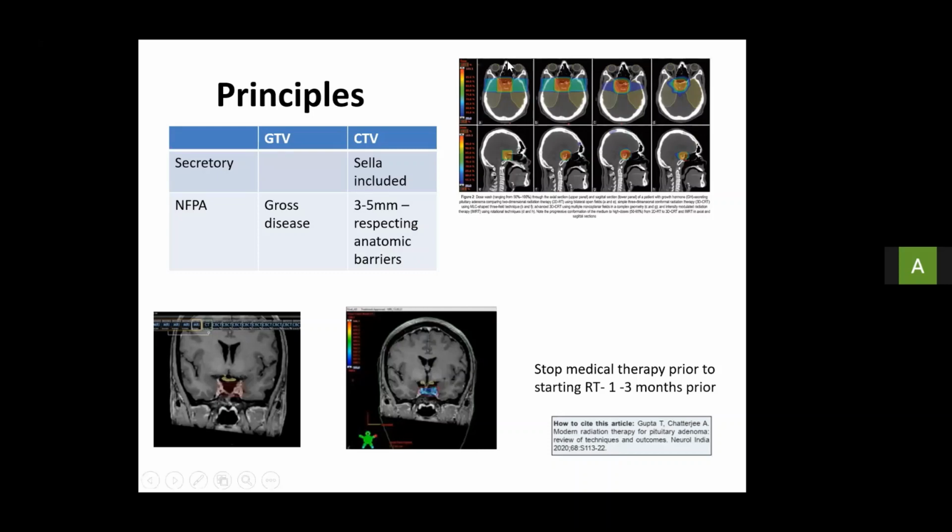Another important thing which we need to remember is to stop medical therapy such as cabergoline, ketoconazole, all of these drugs, basically cytostatic agents, prior to starting radiation, preferably anywhere between 4 to 12 months prior. And once the radiation is done, if there is a failure of remission, we can always consider restarting it. The role of supplementing the remission achieved by radiation with additional medical therapy is actually quite unclear.